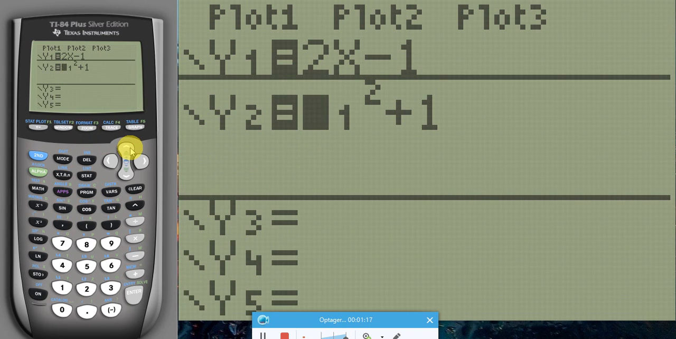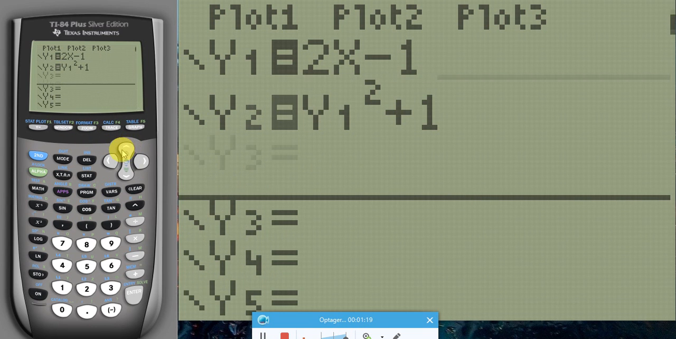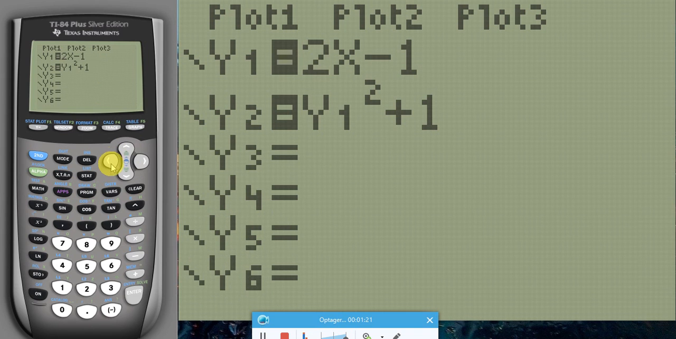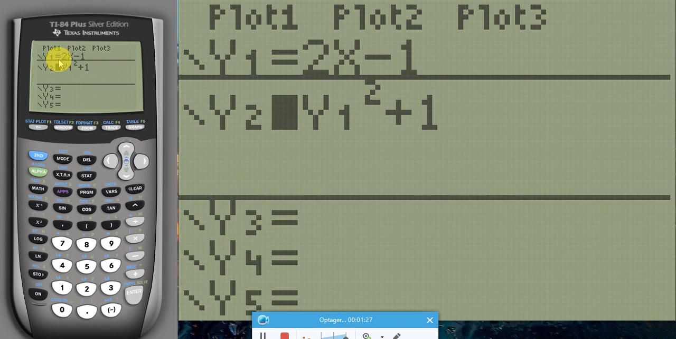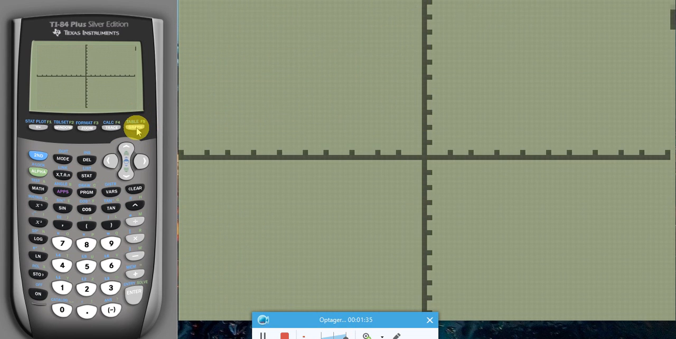I don't want to see this one, so I'll turn off the plot by pressing enter while standing on the equality sign. So if I graph now, I should get the graph of the composite function. That will look something like this. And yeah, well, I guess that's it.